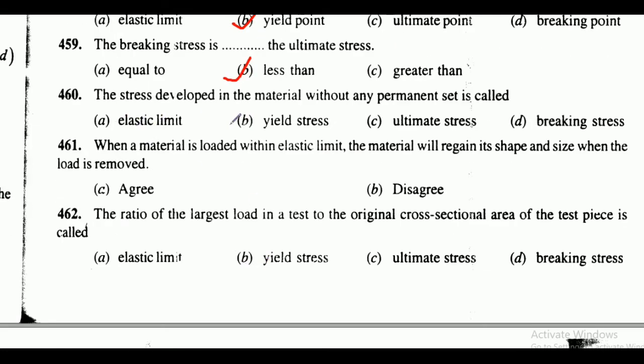Next is the stress developed in the material without any permanent set is called. Here friends, these are the options, and here correct answer is option A, that is elastic limit. When a material is loaded within elastic limit, the material will regain its shape and size when the load is removed. Agree or disagree? Here correct answer is option A, that is agree. Next is the ratio of the largest load in a test to the original cross-sectional area of the test piece is called. Here friends, these are the options, and here correct answer is option C, that is ultimate stress.